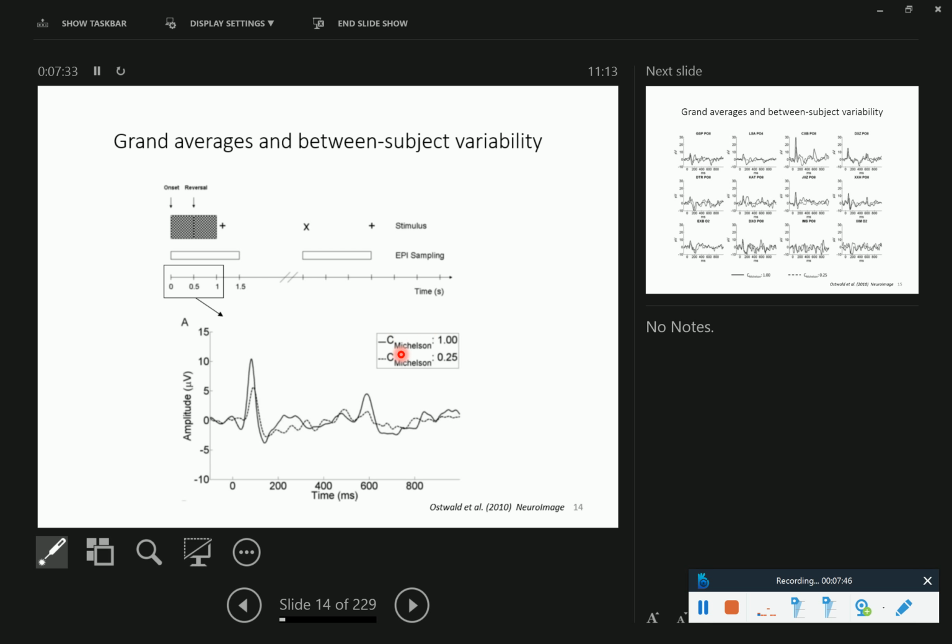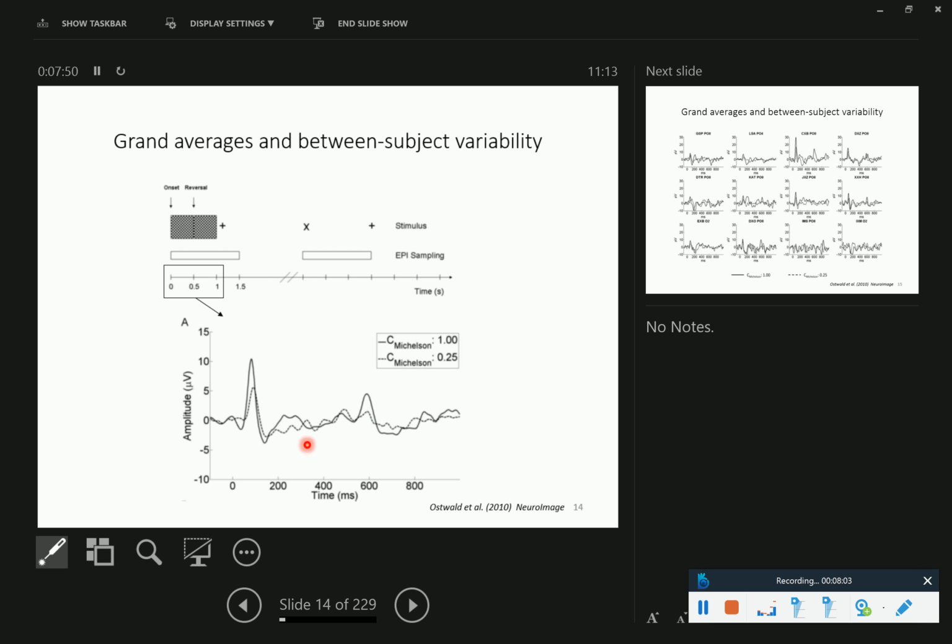So this is the Michelson contrast here, high contrast 1, low contrast 0.25. And you see it quite clearly. You see that there's also some variability, and you see that the second response is a lot lower.